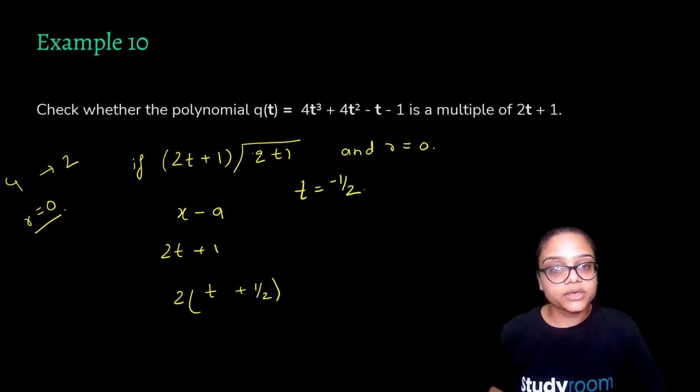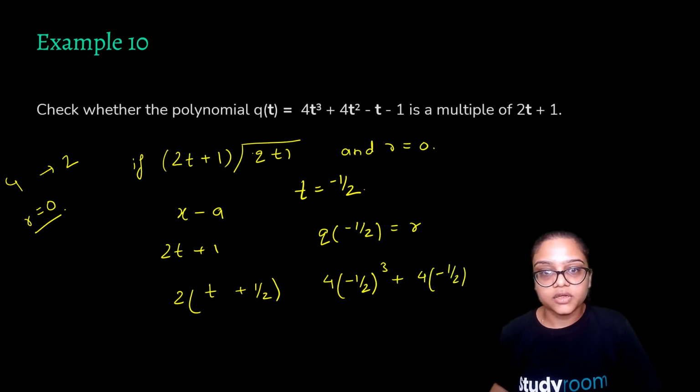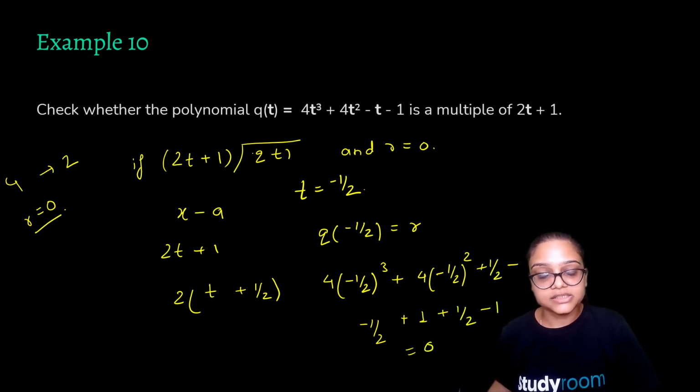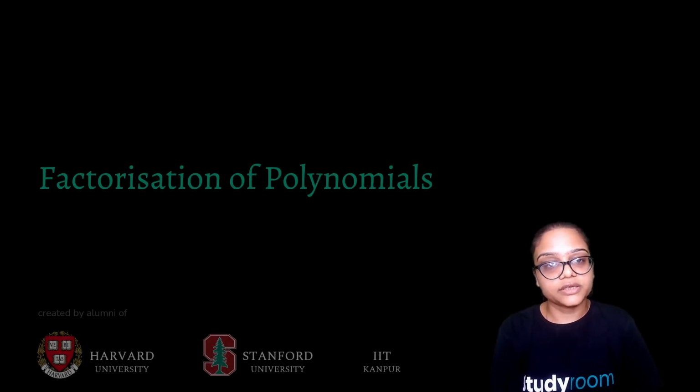So we're going to put it in this formula and find the remainder. If the remainder comes to 0, then it is a multiple, otherwise not. So how to find the remainder? We'll go for q(minus half), that is the remainder. So minus half would be 4 times minus half cubed, minus half squared plus half minus 1. Minus half would be cancelled with this 4, plus 1 plus half minus 1, and it is 0, hence proved it's a multiple. Since the remainder became 0, we can prove that it is a multiple of the given polynomial.